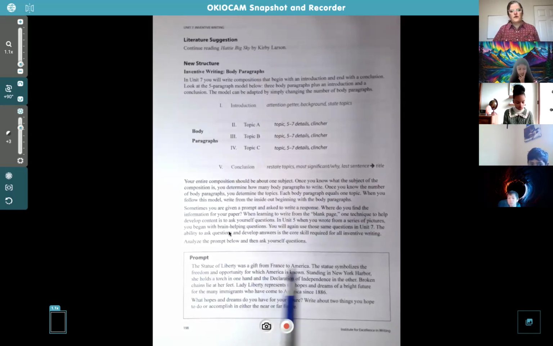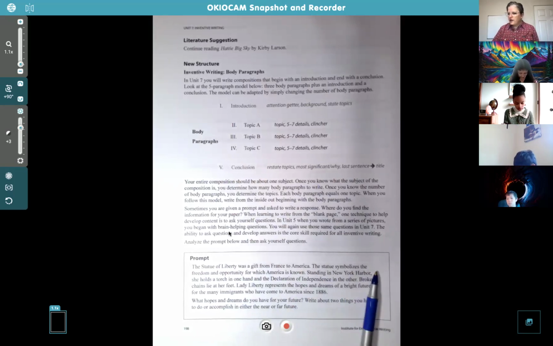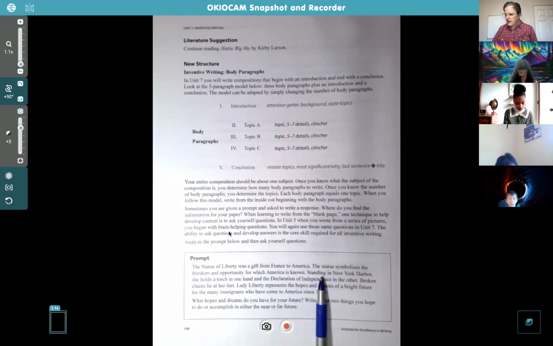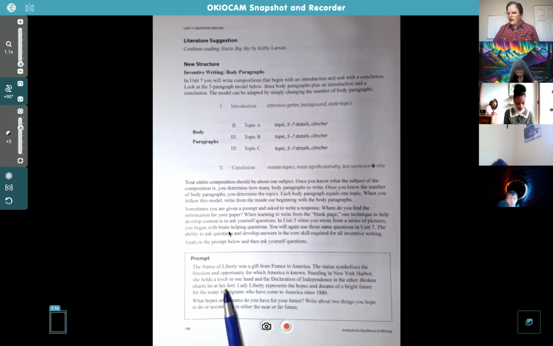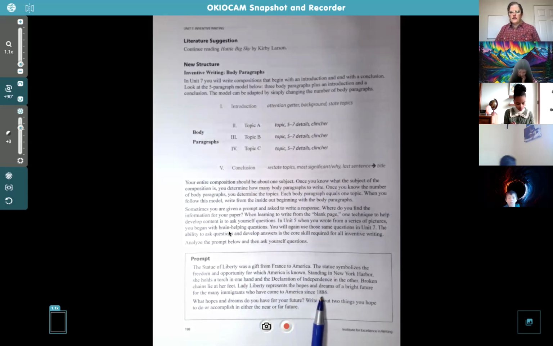The prompt here, this is what we're going to talk about today. The Statue of Liberty was a gift from France to America. The statue symbolizes the freedom and opportunity for which America is known. Standing in the New York Harbor, she holds a torch in one hand and the Declaration of Independence in the other. Broken chains lie at her feet. Lady Liberty represents the hopes and dreams of a bright future for many immigrants who have come to America since 1886.